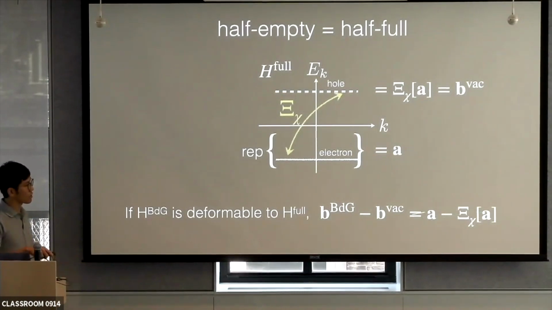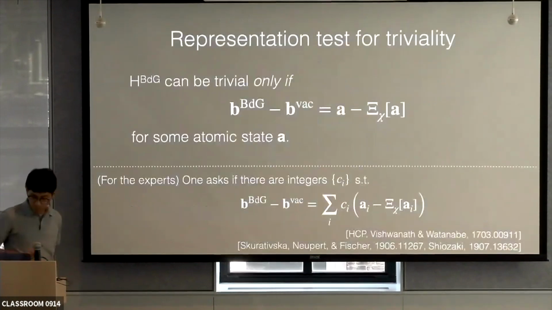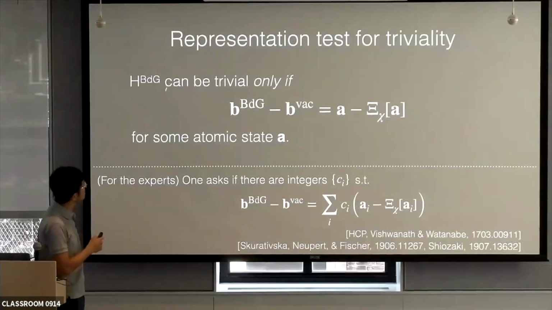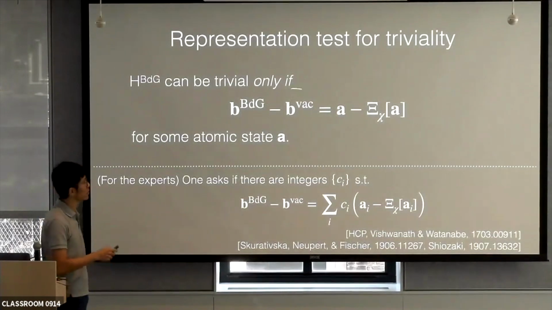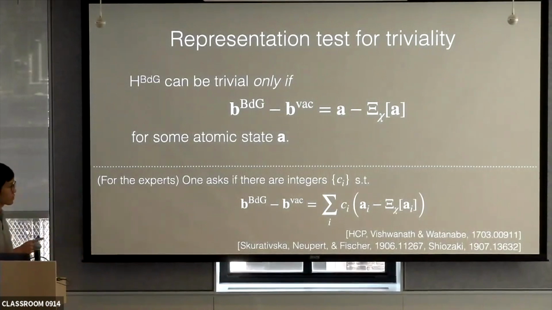And now just try to subtract out the vacuum and then replace the vacuum by this relation that is the same as the particle hole. So we're going to check this condition. So really, the statement is that we say the BDG Hamiltonian can be trivial only if the representations satisfy this equation. So BDG minus the vacuum has to be some atomic state minus its particle hole conjugate. So this is a necessary condition for your state to be possibly trivial.